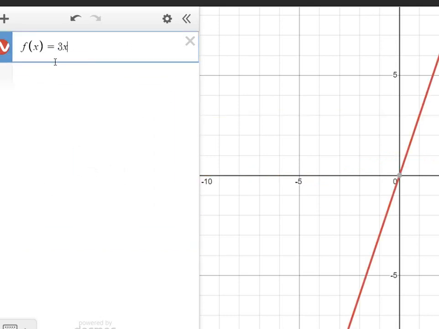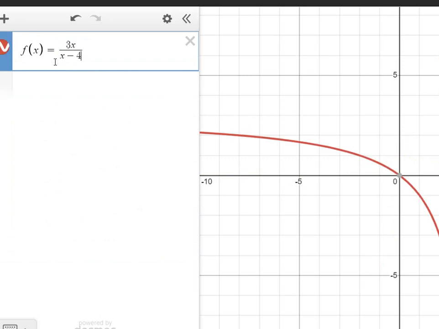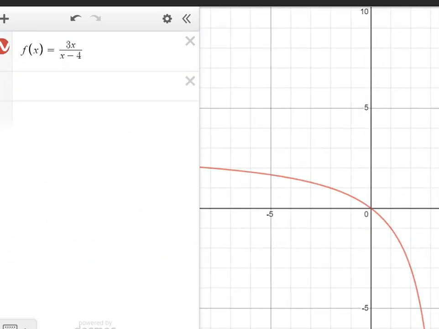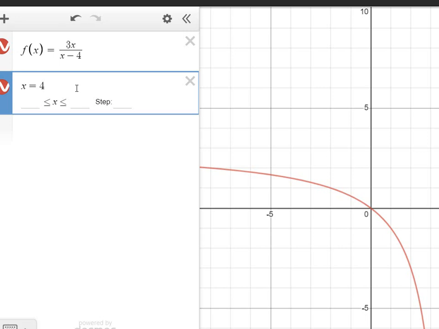Okay, and we're going to type in 3x divided by x minus 4. Now, if I look at this graphically, what I can see is as I get closer to x equals 4, so let's just type in x equals 4 right here, it looks like one side is shooting down to negative infinity, and the other side is shooting up to positive infinity. So just by looking at the graph, both sides are going to infinity, and they're not even going to the same infinity. So I would say it does not exist.